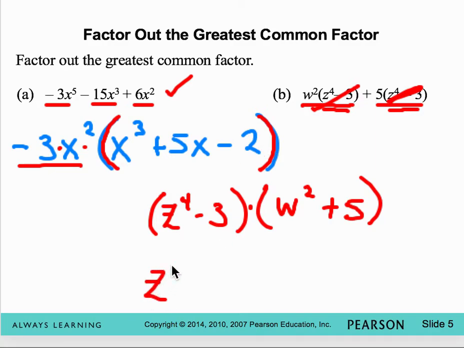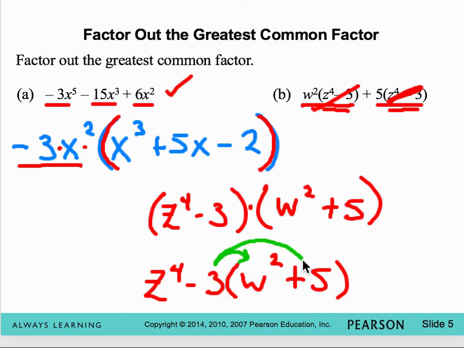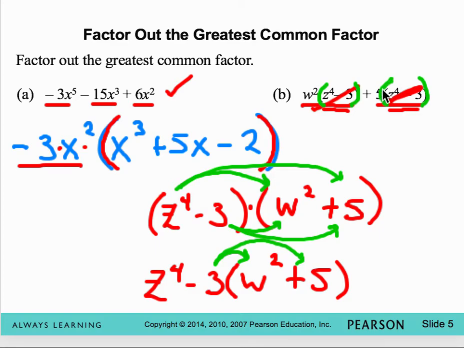If we were to leave off those parentheses on that z to the 4th minus 3, this is a different thing. In this, only the 3 gets multiplied, right? I would only multiply the 3 through here. On this one, I would have to multiply the z to the 4th and the negative 3. Totally different things. So it's really important to keep those parentheses around that common factor.